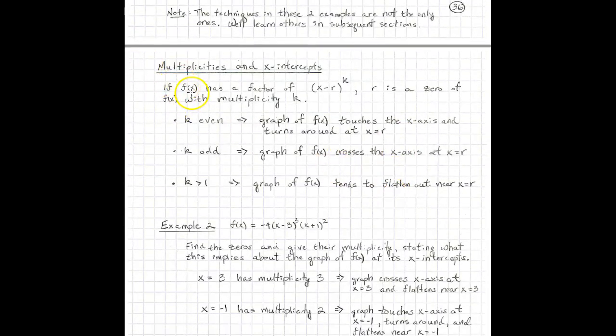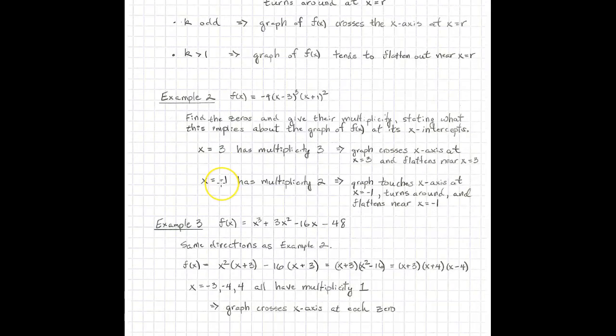Multiplicities and x-intercepts. So multiplicities are when you see a root, what is the exponent of this factor? That's the multiplicity, this k value here. So if k is even, then the graph will touch the x-axis and turn back around. It won't cross the x-axis. If k is odd, the graph will cross the x-axis. And if k is greater than 1, even or odd, it'll still behave the way it does. But if k is bigger than 1, then what happens is the graph tends to flatten out near x equal to that root. So in the second example, we have this function f of x.